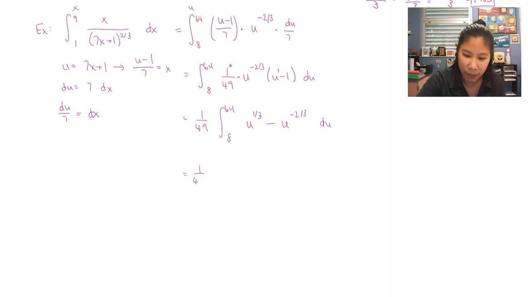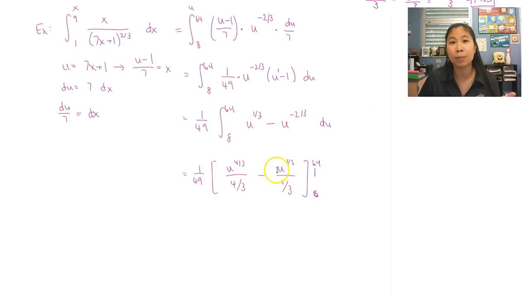Okay, now we can use the power rule to get u to the 4/3 over 4/3, adding 1 to the exponent, minus u to the negative 2/3 plus 1, which is going to be u to the 1/3 divided by 1/3. Okay, and then at this point, I don't need to plug u back in because I already changed my endpoints into terms of u, so I can just plug these in for u here.